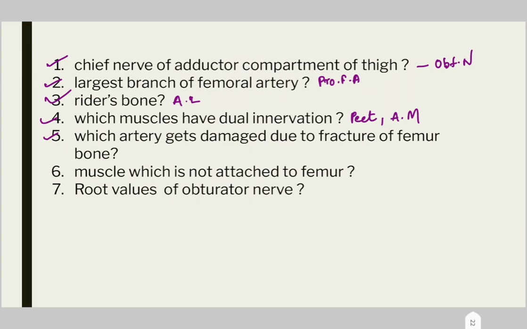Which artery gets damaged due to the fracture of femur bone? So which artery lies in close proximity to the shaft of the femur? That is again profunda femoral artery. Which muscle is not attached to the femur? It is only a single muscle, that is gracilis. It gets attached on the upper part of the shaft of the tibia. And now coming to the root values of the obturator nerve: L2, L3 and L4.